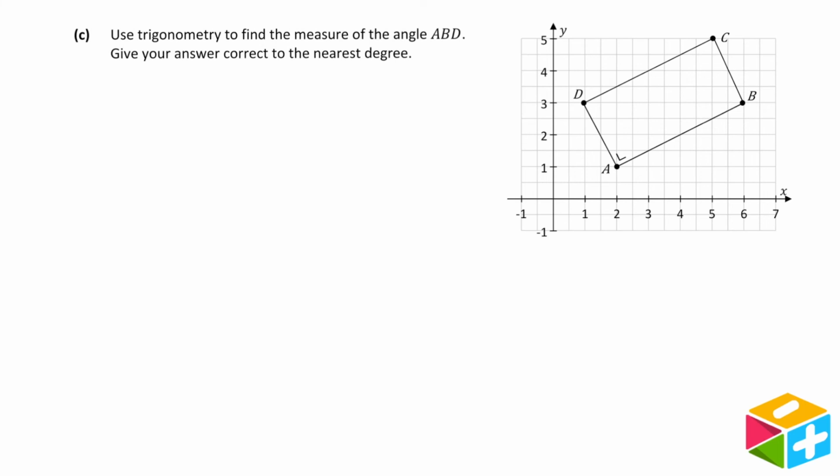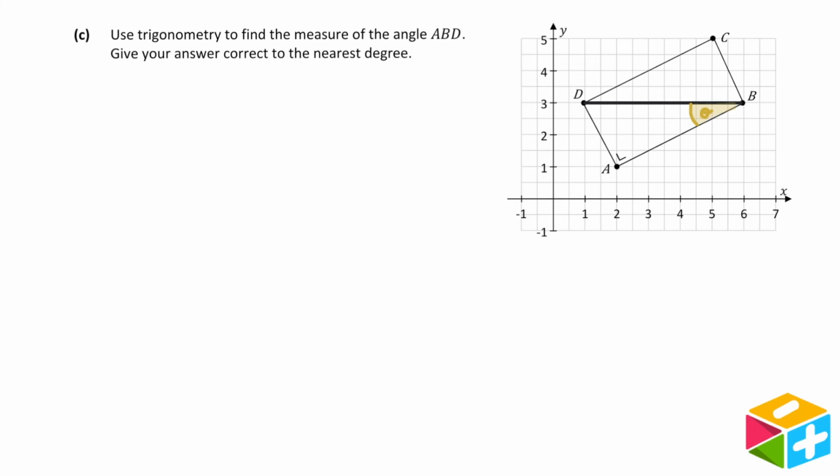To find the angle ABD, it will be helpful to think about the triangle ABD. To visualize this, we should draw in the line joining D to B. The angle we're after is ABD. I'm going to label this with theta.